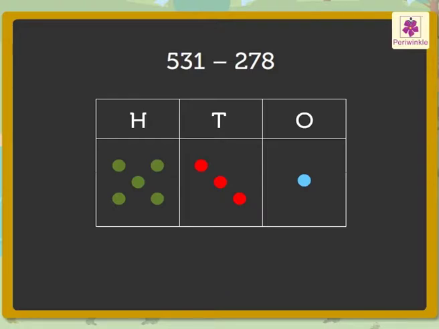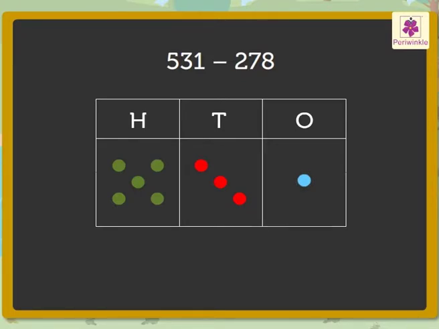Now, let us cancel the dots equal to the digits in the subtrahend in each column, starting with the dots in the ones column first, then the dots in the tens column, and lastly the dots in the hundreds column. But look, there is only one blue dot in the ones column, and we need to cancel 8 blue dots.